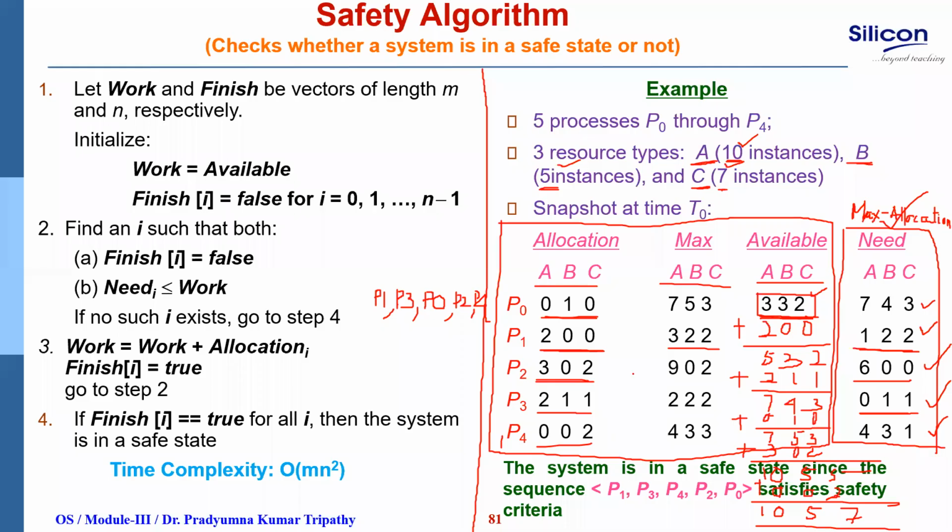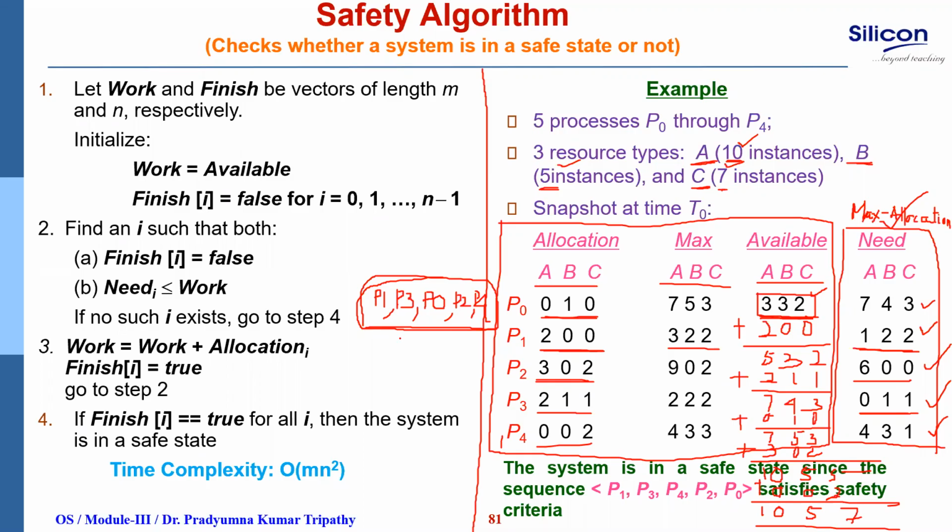And what is the safe sequence? This is the safe sequence: P1, P3, P0, P2, P4. It is not necessary that this is the only safe sequence. Suppose I have available 7, 4, 3. Instead of giving to P0, I could have given to some other process. So I may give it to any process which it can satisfy. So the safe sequence may not be unique.